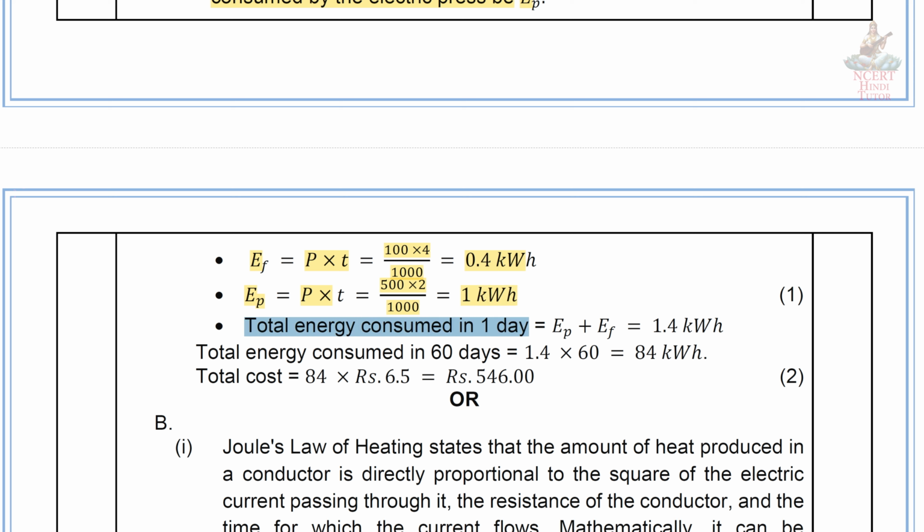Total energy consumed in a day is equal to EP plus EF, which is equal to 1.4 kilowatt hour. Total energy consumed in 60 days is equal to 1.4 multiplied by 60, which is equal to 84 kilowatt hour. Total cost is equal to 84 multiplied by rupees 6.5, which is equal to rupees 546, because for 1 unit we have to pay rupees 6.5.